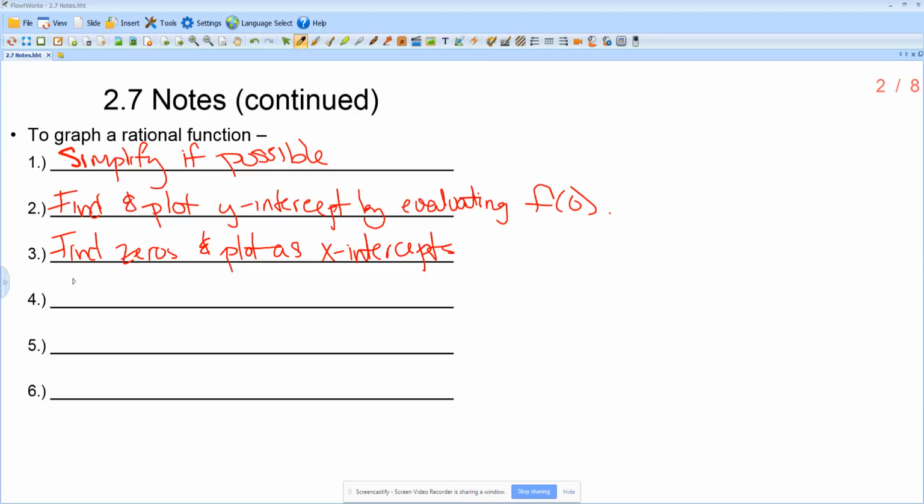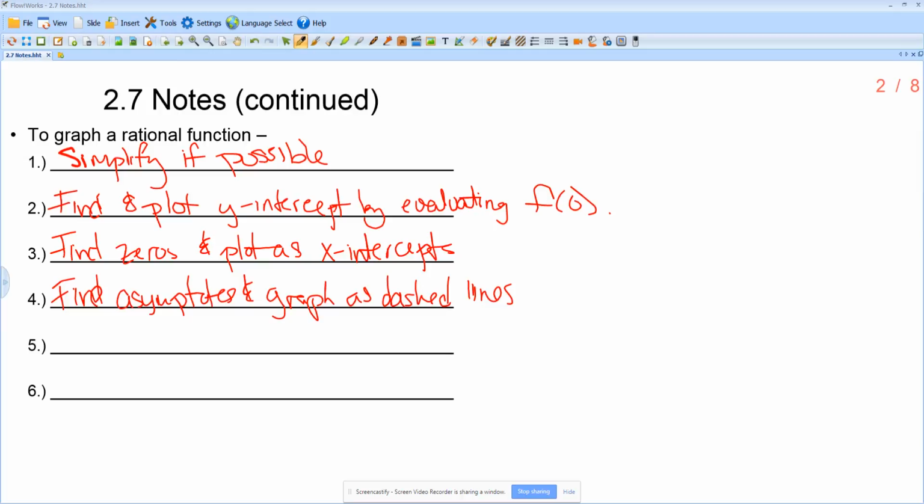Next, we find the asymptotes. So that's horizontal and vertical asymptotes. And graph as dashed lines. Dashed or dotted, either one of those.